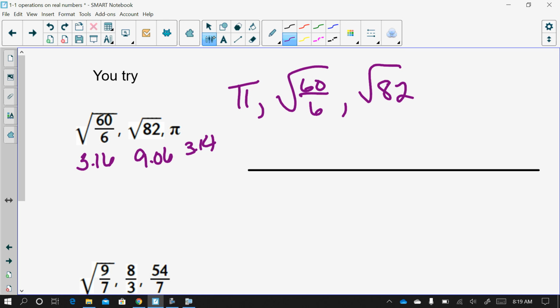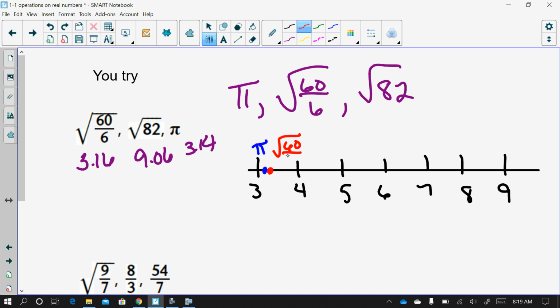My scale is going to be quite large because I start at 3.14 and go all the way up to 9. So 3, 4, 5, 6, 7, 8, 9. If I plot these, smallest is pi, so 3.14. I'm doing different colors because these are so close. So square root of 60 over 6. And then finally, square root of 82 is 9.06. And that's how you do that one.